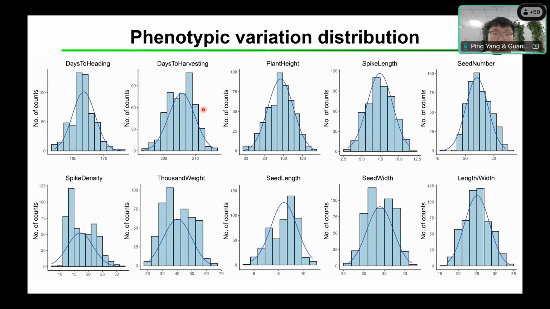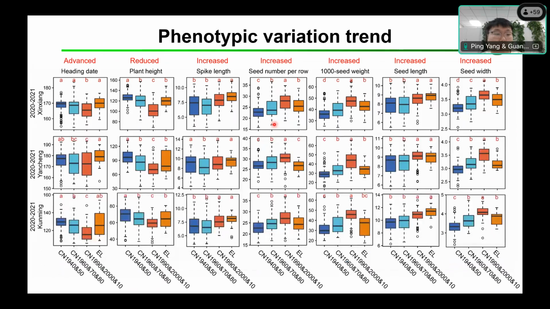How did these genes change during barley breeding in China? Based on the release years, we divided our materials into 3 groups, plus the exotic lines, for phenotype comparison. As breeding progressed, heading date advanced and plant height reduced, while spike length, seed number per row, 1,000 seed weight, seed length, and seed width all increased. So the genomic selection and the candidate gene variation behind the phenotypic variation require further analysis.